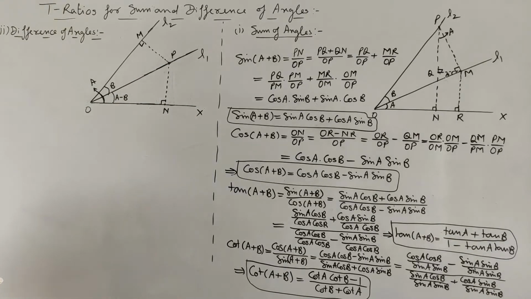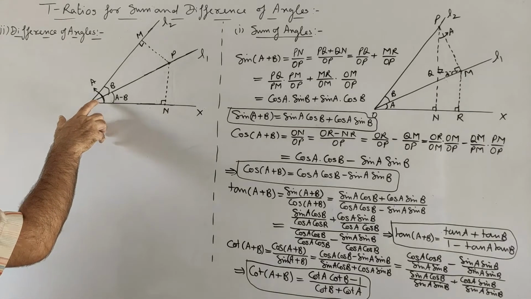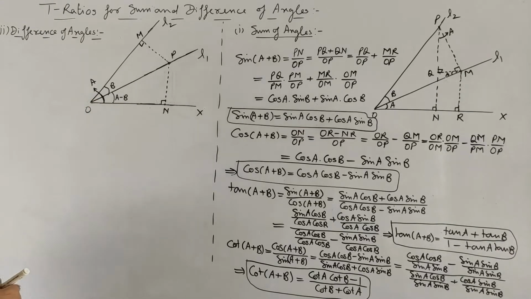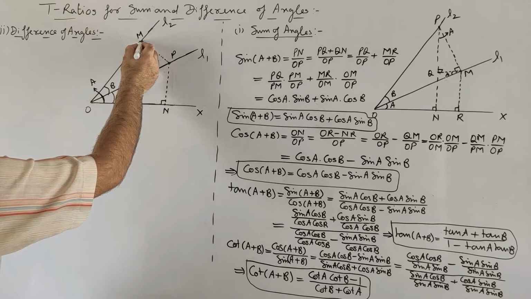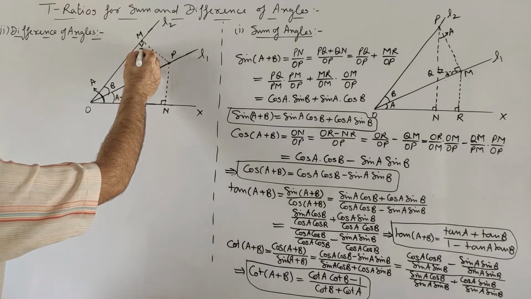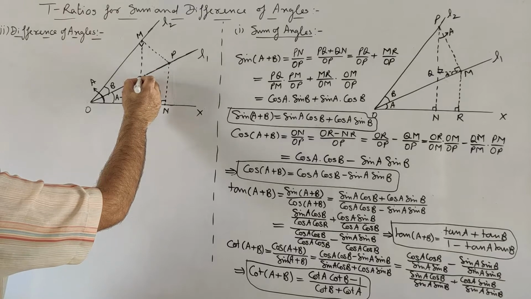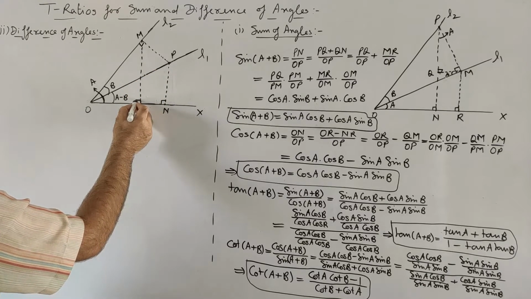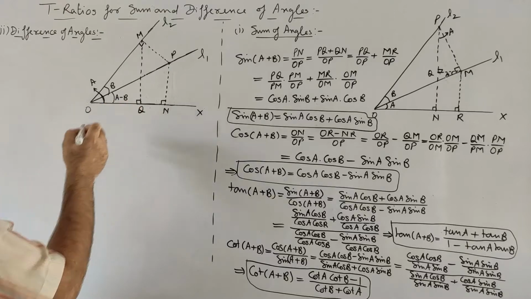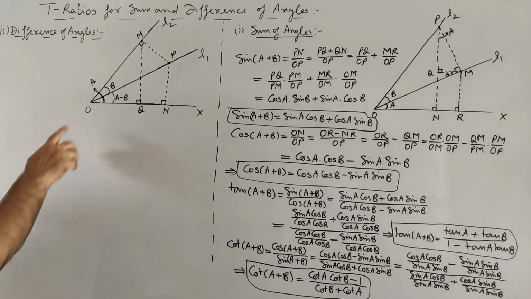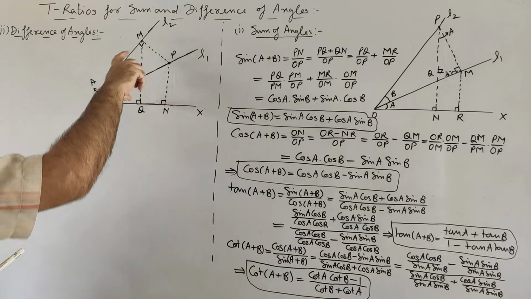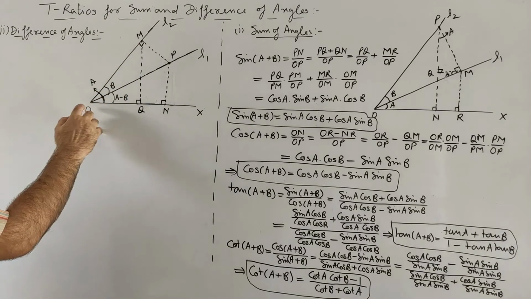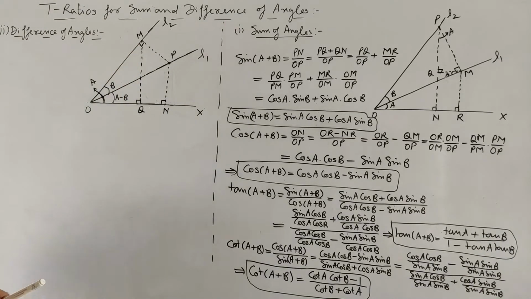Now we will be requiring one more right angle triangle to determine T ratios for angle A, and for that we will draw a normal from M on baseline OX. So this time the foot of the normal is Q. Then for angle A, MQ will be perpendicular, OQ base, and OM hypotenuse.